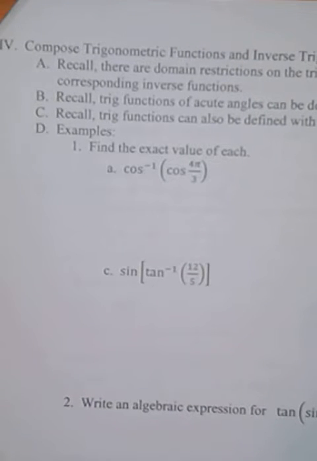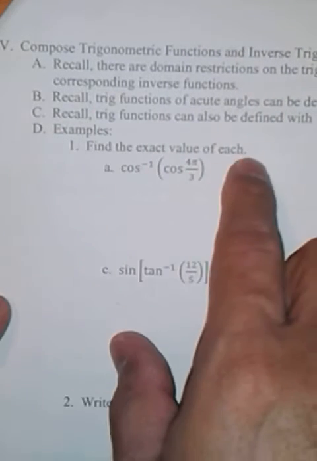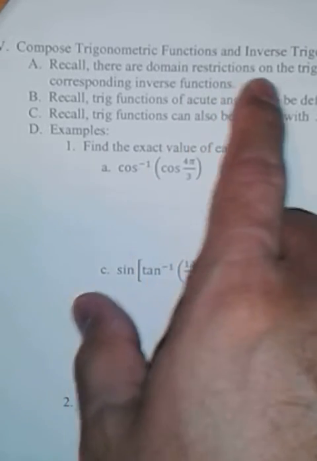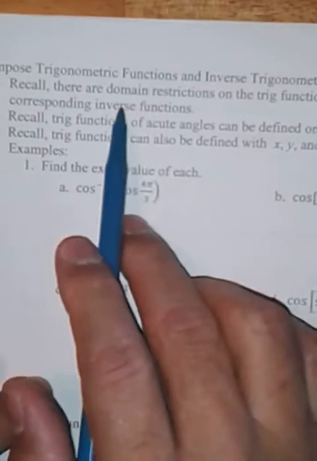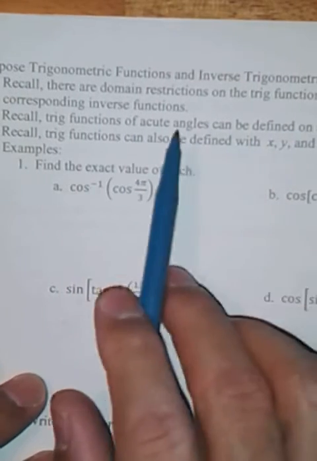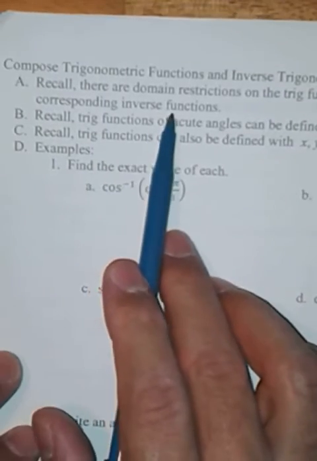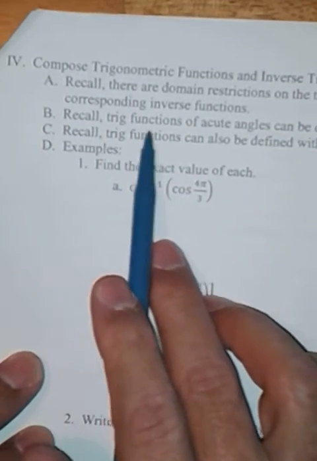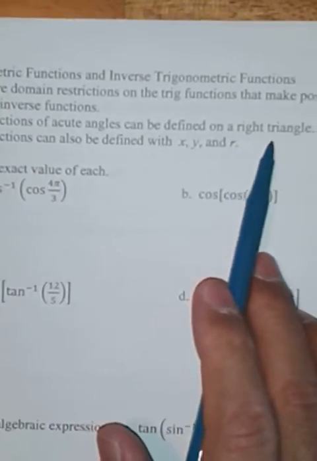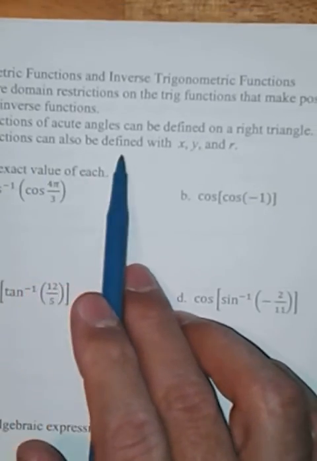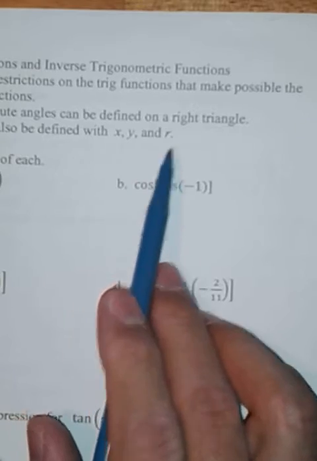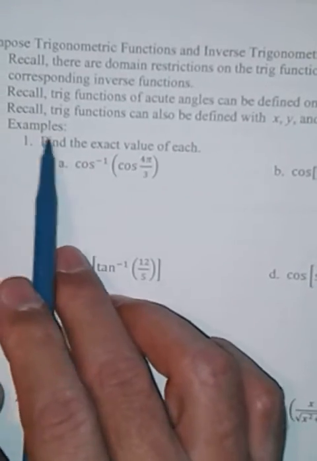Alright, so this is part 2 of 5.7, composing trig functions and inverse trig functions. Remember some things that are key here. First, there are domain restrictions on the trig functions that make possible the corresponding inverse functions. Number B, recall trig functions of acute angles can be defined on a right triangle. Letter C, trig functions can also be defined with x, y, and r. Okay, and so let's look at the examples.